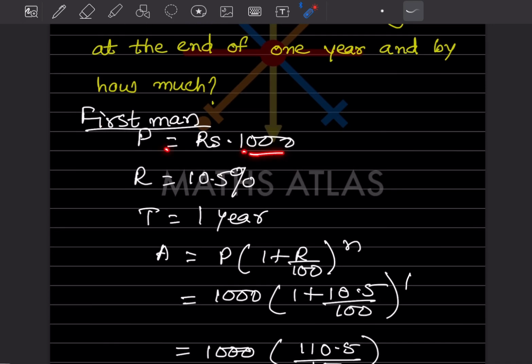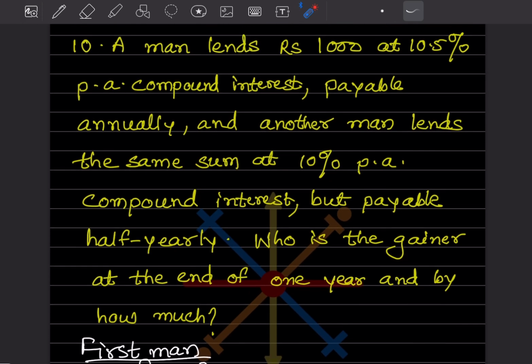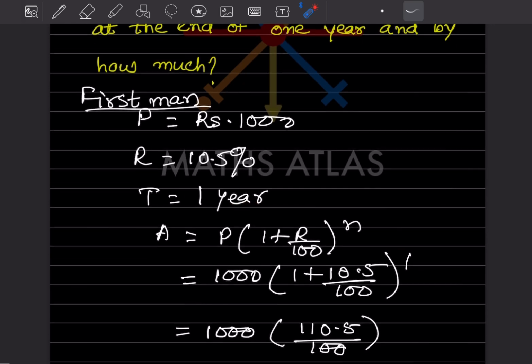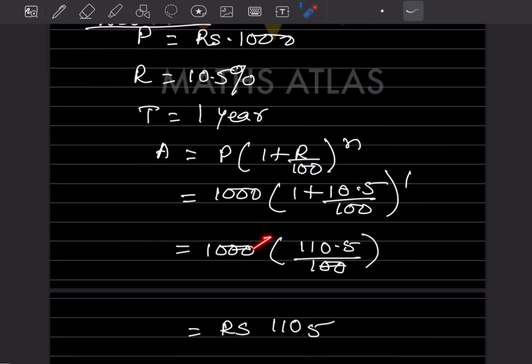So P is 1,000 and the rate of interest is 10.5. And T is 1 year. So we are going to use the same formula. In place of this, we'll put 1,000. In place of this, we'll put 10.5 and this will be 1. So when you solve this part, that is going to be 110.5 divided by 100. So actually this is multiplication. So this and this we can cancel, 2 zeros. When you multiply 10 into this one, you get 1105 rupees.